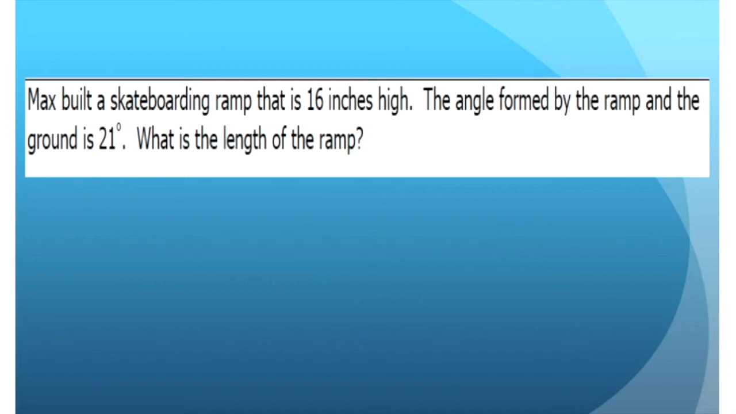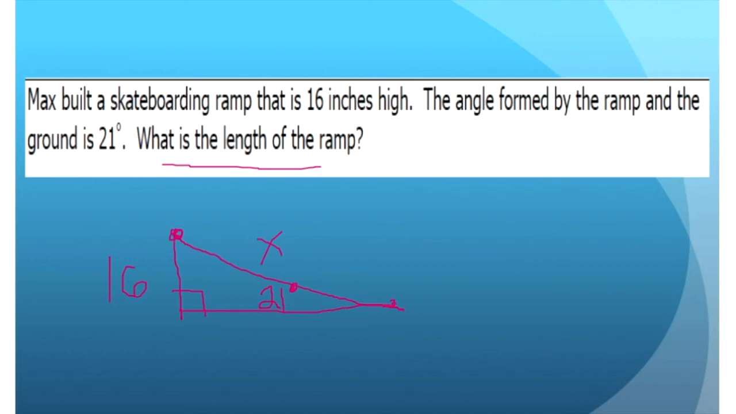Oh my goodness, a word problem. So with the word problems, you're going to have to set up a picture. Keep in mind it's going to be a right triangle. Max built a skateboard ramp that is 16 inches high. So I'm going to go here, 16 inches high. The angle formed by the ramp and the ground. So wait a minute, here we go. Out and up. So the angle formed by the ramp and the ground is 21 degrees. Here it is, 21 degrees. What is the length of the ramp? So where does the variable go? The length of the ramp. Oh, the length of the ramp is from here to here, so we're going to put an X.